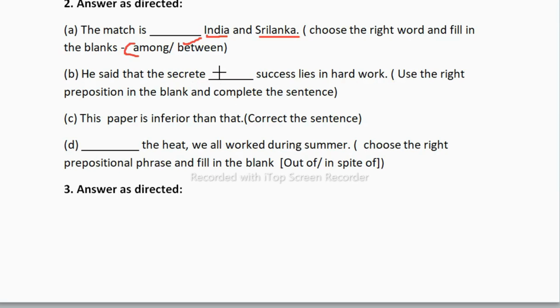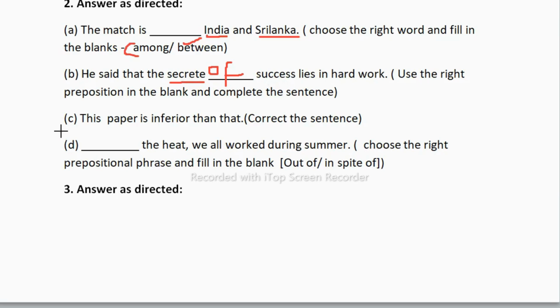In, on, off, what? So off is the correct one because secret is always accompanied with of. The secret of my energy, the secret of my success, or the secret of so and so. So always secret is accompanied with of.